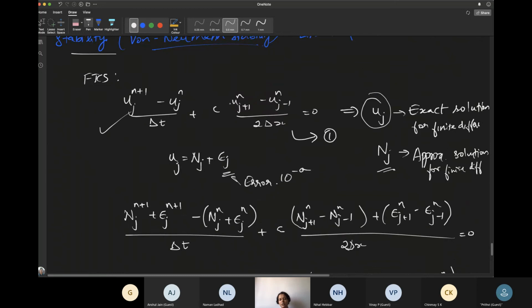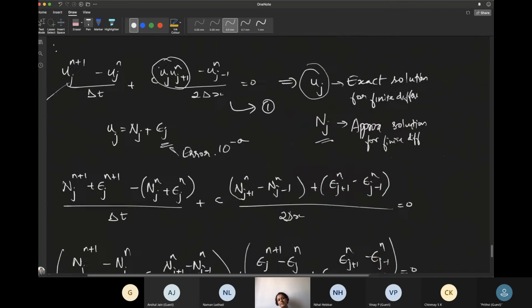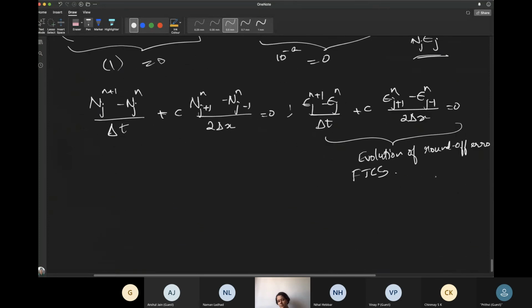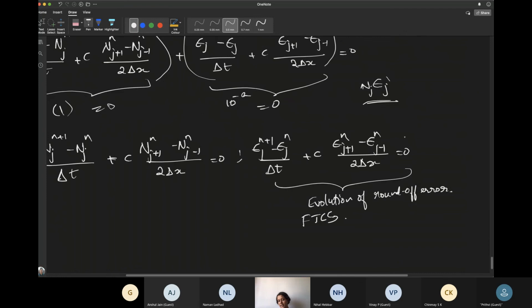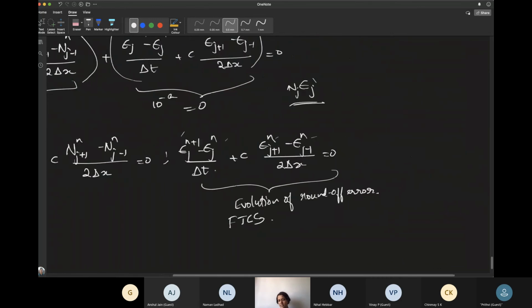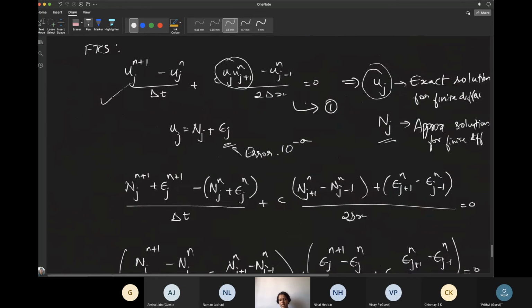schemes. Suppose you had some uj multiplying over here, then this will not be possible. In that case you will have nj into epsilon j terms coming up. So it will be difficult to separate things out and write a separate evolution equation only in terms of round off error. Here all the terms are error only. We don't have any nj's coming up in this error equation. So this is possible only when your scheme is linear.